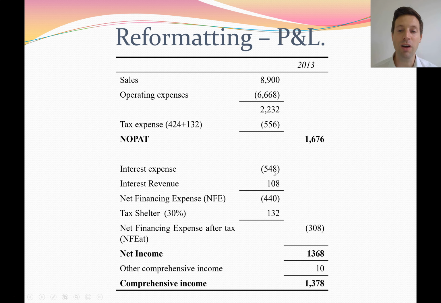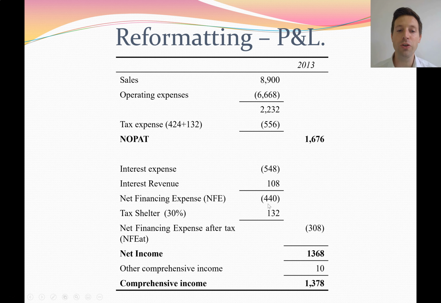The interest expense is 548 and the interest revenue is 108. So the difference between them, I've got a net financing expense of 440. So overall, I've made a financing loss of 440. That is, my interest bill on a net basis is 440. That's going to lower my profitability. And because interest is a tax deduction, it's going to reduce my tax bill. I multiply this 440 net finance expense by the Australian company tax rate, which is 30%. And that gives me what's called the tax shelter or tax shield.